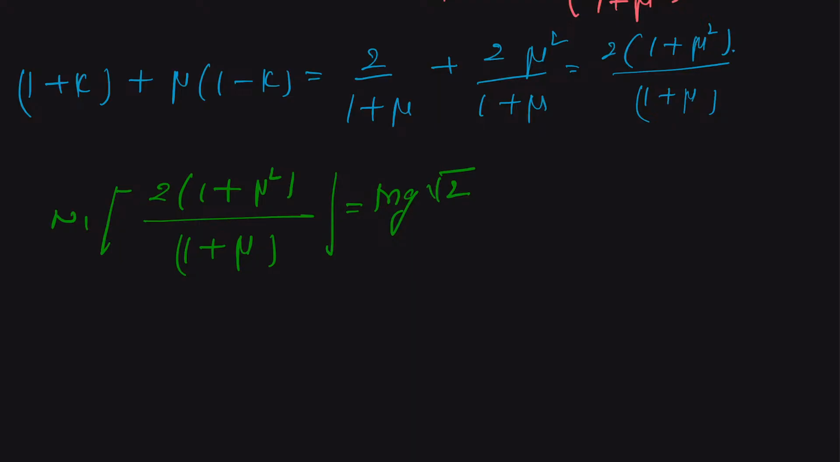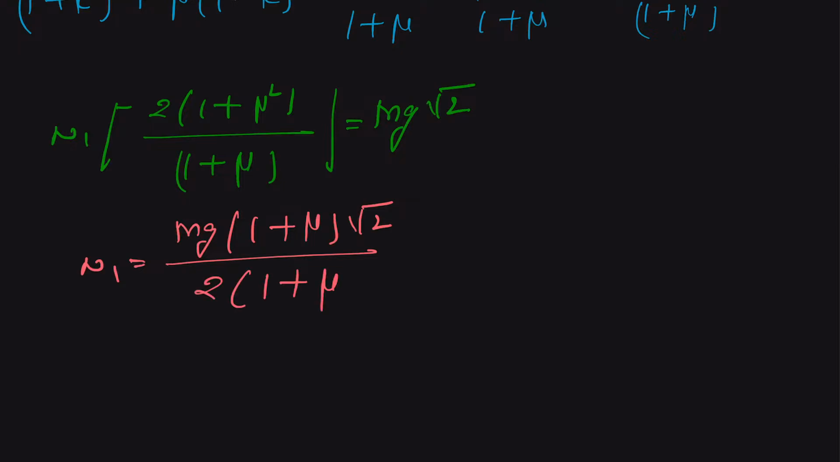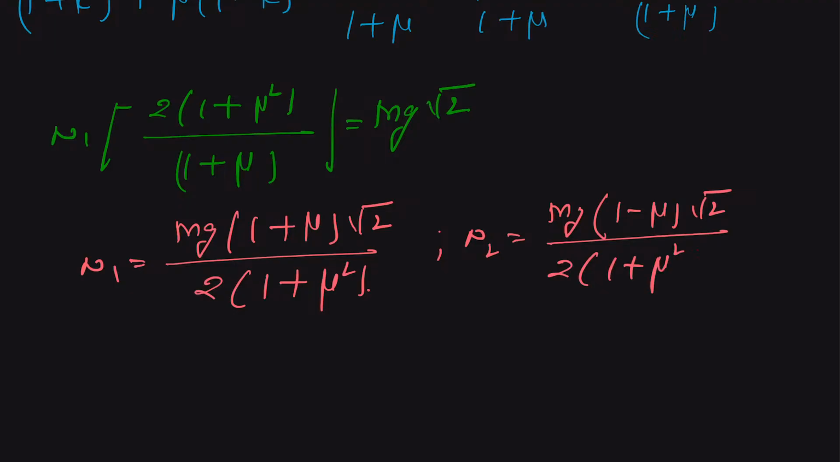So we get our first normal, that is our N1. N1 will be equal to mg (1 plus mu) multiplied by square root of 2 divided by 2 (1 plus mu square). We can rationalize it if required, otherwise we can keep it according to the question. And similarly, N2 will be equal to mg (1 minus mu) square root of 2 divided by 2 (1 plus mu square). So we got our normals.